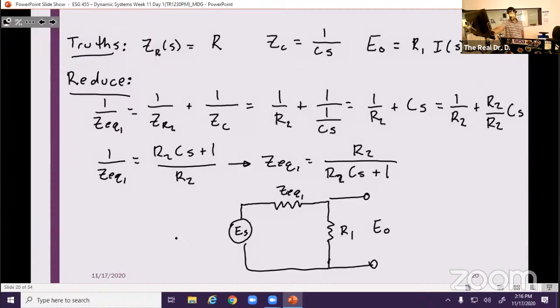And that's great. Why is that great? Because now that I've collapsed this, it's a single loop system, right? So that's just the same currents. They are in series with the same current. So now we can collapse this again. We're going to do another ZEQ, but this time in series. So ZEQ2 is equal to ZEQ1 plus R1.